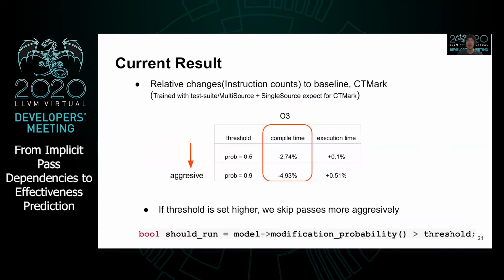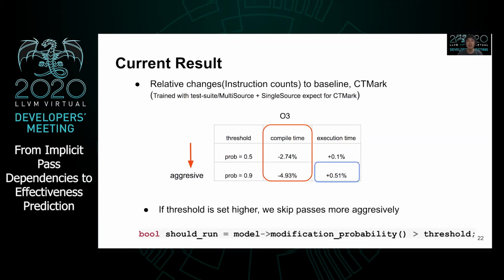This is the current result. We ran experiments on CTMark. We confirm that we can reduce the compile time. And there is a hyperparameter which defines the aggressiveness of the method, and you can select the parameter as you want.